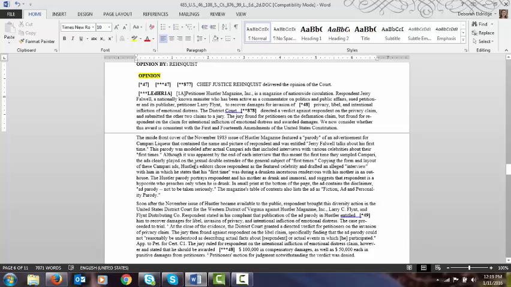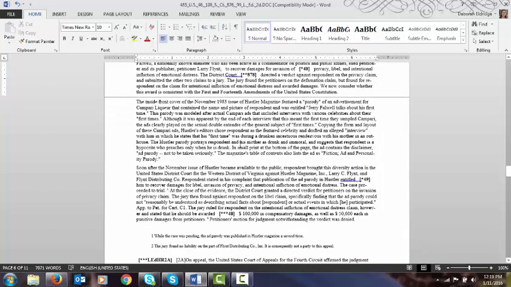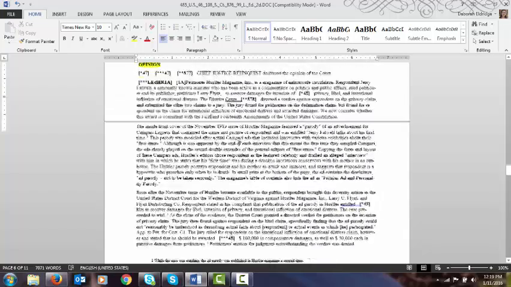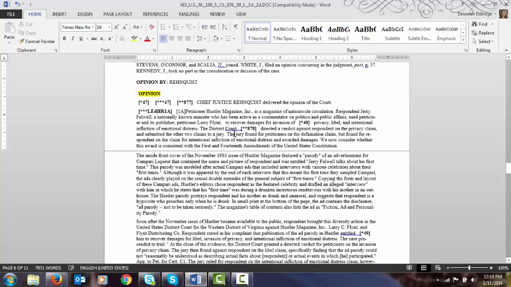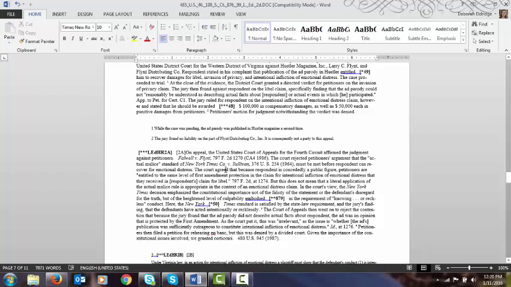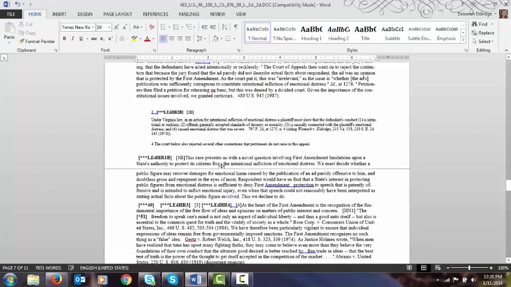Now, with that said, that doesn't mean every fact is important, and that doesn't mean that everything said in this section is a fact. For example, "the district court directed a verdict against respondent on the privacy claim." That's not a fact. That's procedural history. "The jury found for petitioners on defamation." That's not really a fact. That's procedural history. So you have to be able to identify fact from procedural history when it's mixed in the background. But it's important to be specific with the facts and to tell the story, because if you leave any out, then you're going to be missing key information from the story that you have to tell.